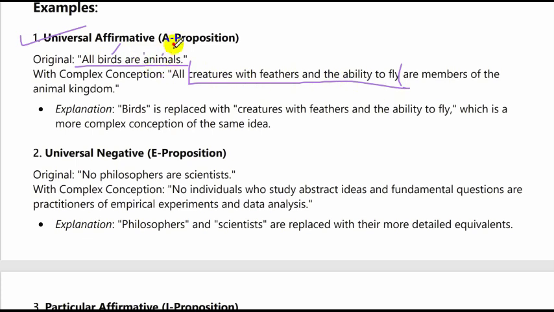Animals. We can also expand animals. Animals are members of the animal kingdom. We can add our own words, sentences here, but it should keep the original meaning intact.